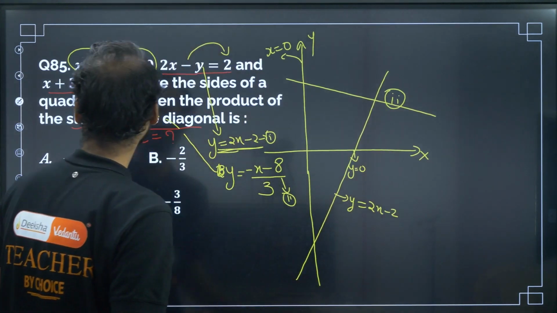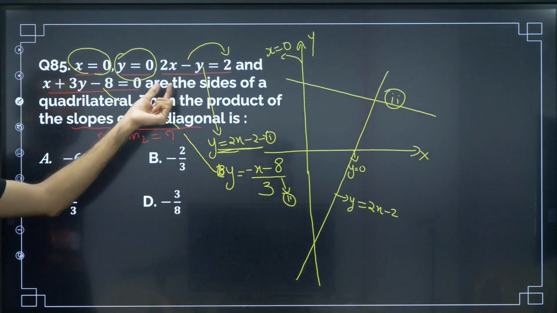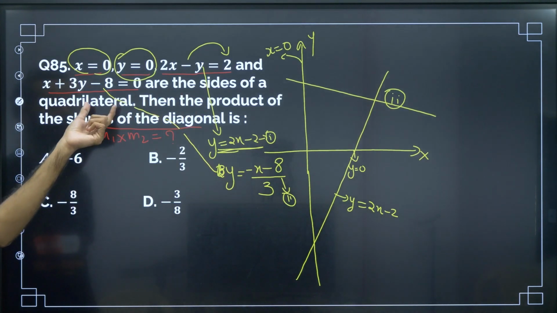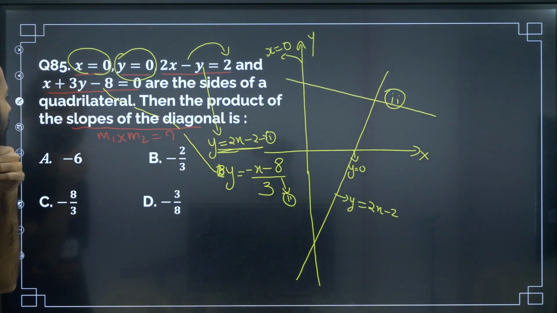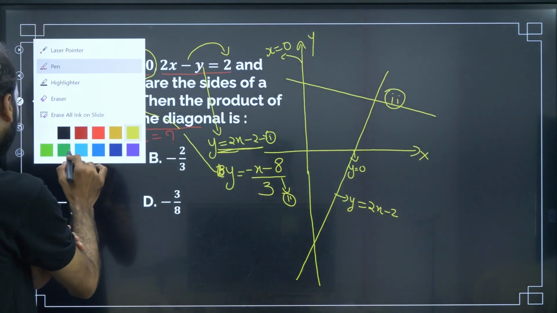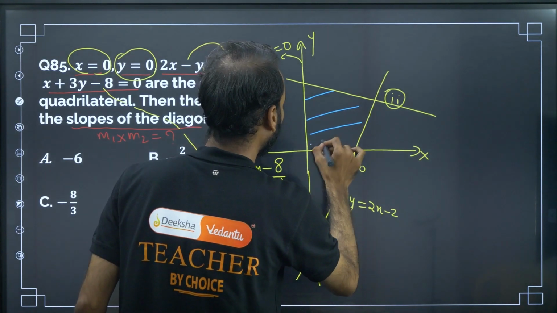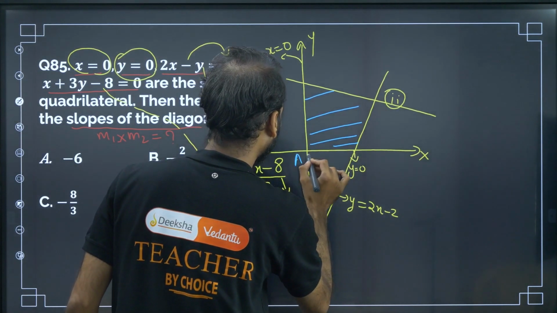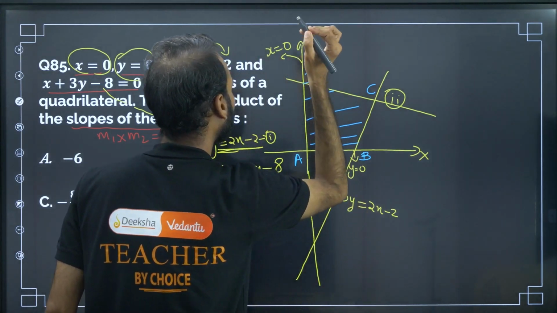Once again, you go through it: x is equal to 0, y is equal to 0, and y is equal to 2x minus 2 are the sides of a quadrilateral. They have drawn one quadrilateral. Then the slopes of the diagonals are asked. So let me mark something for this. This is our quadrilateral. This is A, this is B, this is C, this is D.